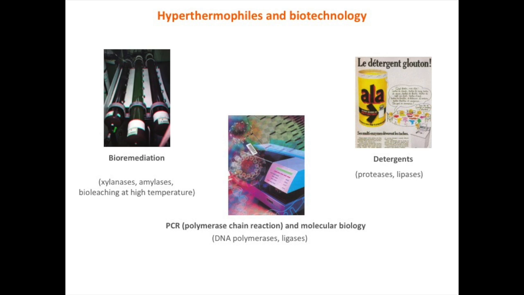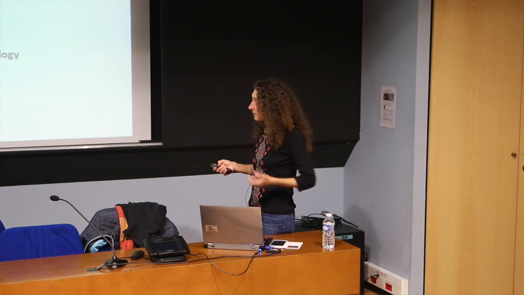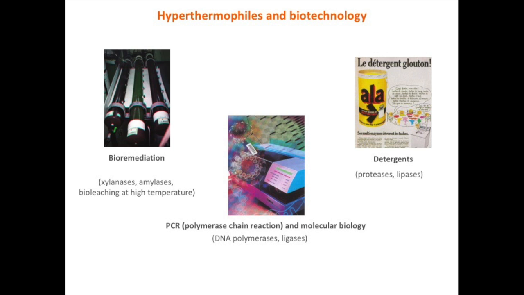Hyperthermophiles are also important for biotechnology, because many of their enzymes can be purified and utilized for industrial processes, for instance to bioremediate industrial waste, or you can do bioleaching at high temperature. You can also use some of these enzymes, proteases, lipases, as additives to detergents to wash your clothes at high temperature.